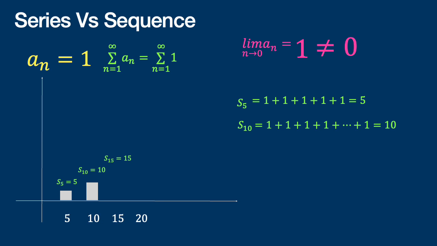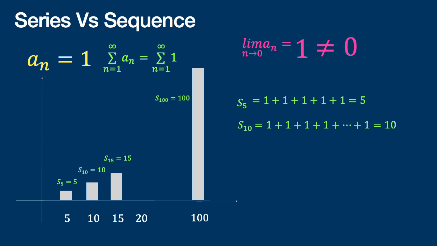S_15, you add the first term to the fifteenth term. That's going to be 15. S_20 is going to be, what do you have there, guys? That's 20. S_100, you add 100 terms. That's S_100 is 100. The partial sum is increasing. We're going to see this limit is going to be infinity. Another way to say it, the infinite series is going to be divergent.